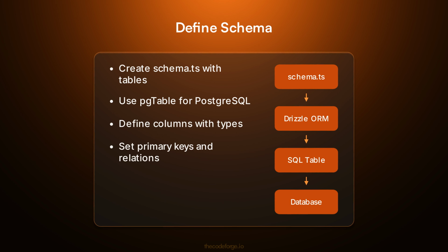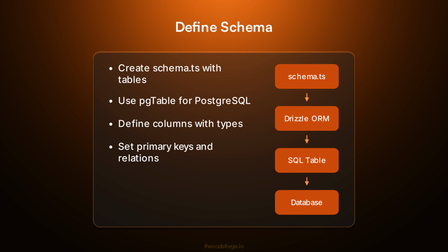Define your database schema using Drizzle's schema definition syntax. Create a schema.ts file that exports tables with columns, types, and relations. This schema is the single source of truth for your database structure.